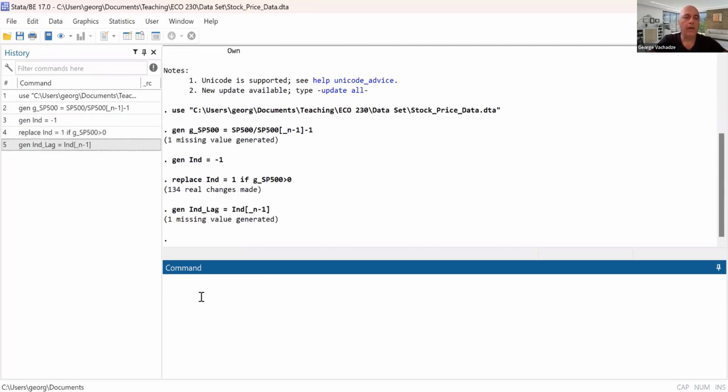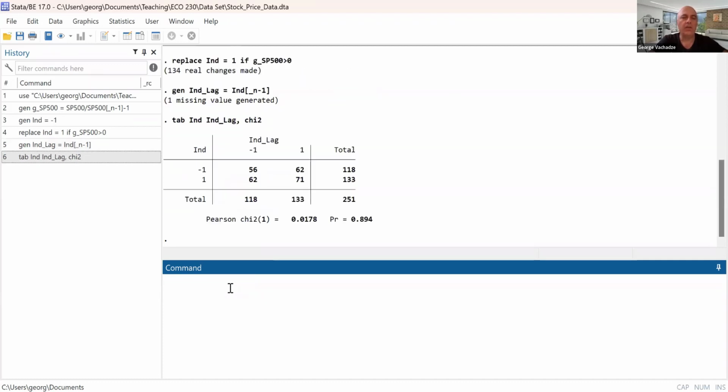IND_N-1. And the trick which does the chi-square testing is tabulate indicator and indicator lag and use chi-square for testing their independence. All right, this basically cross-tabulates indicator and indicator lag.